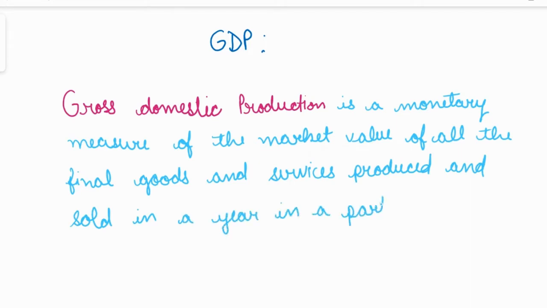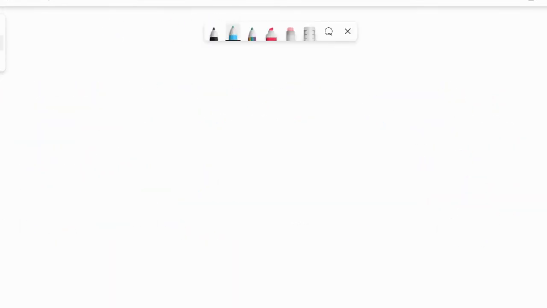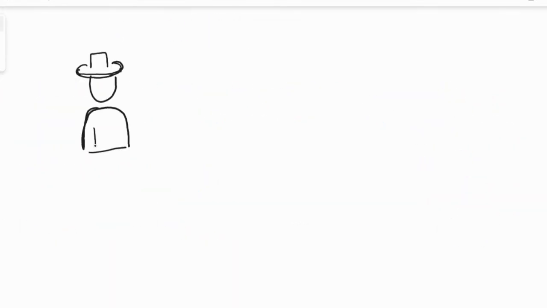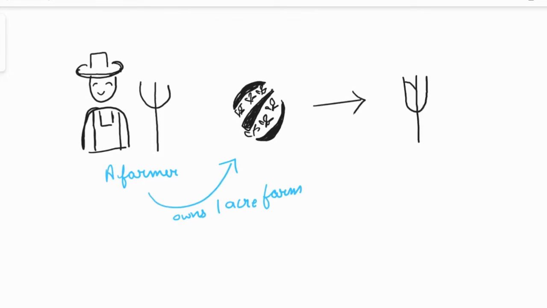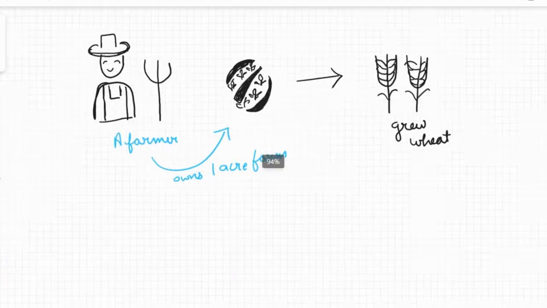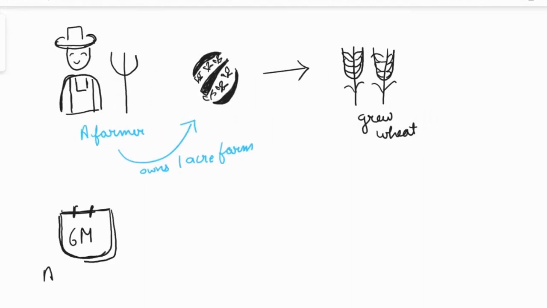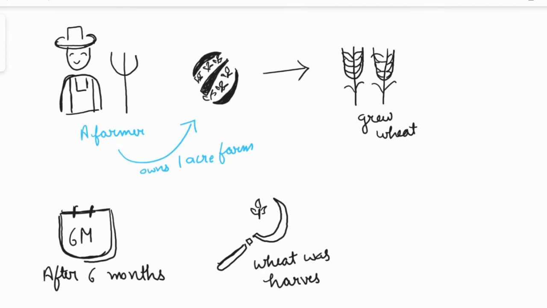Let's understand it with a simple example. Let's say John is a farmer, and he has a farm of 1 acre. In this season he thought to grow wheat in it. He grew it, to make it ready after 6 months. So, after 6 months, when the wheat got ready, he harvested it and got 20 quintals of wheat, from which he stored 10 quintals for his family and the rest of the 10 quintals he sold to people.